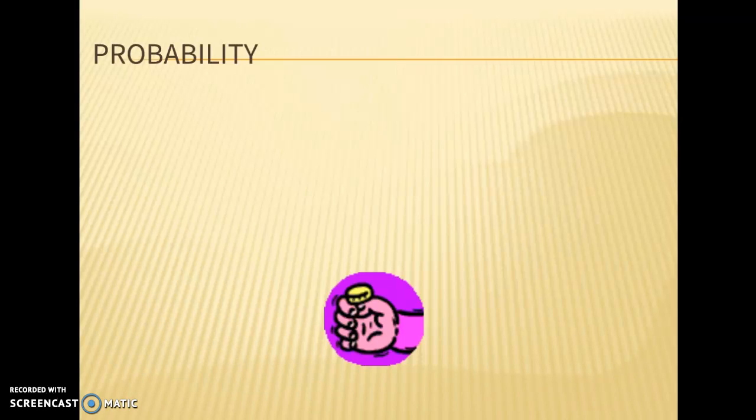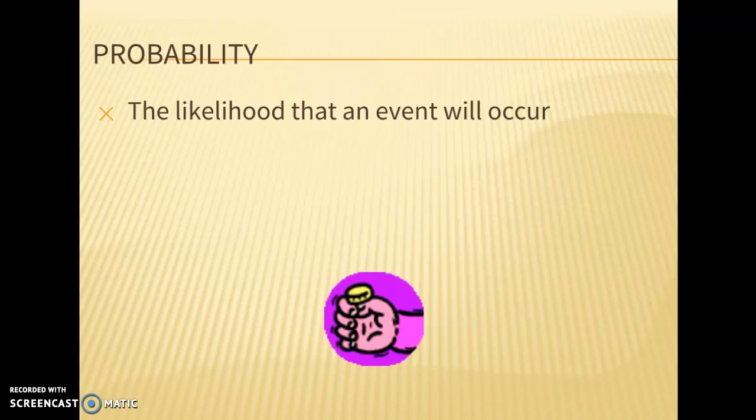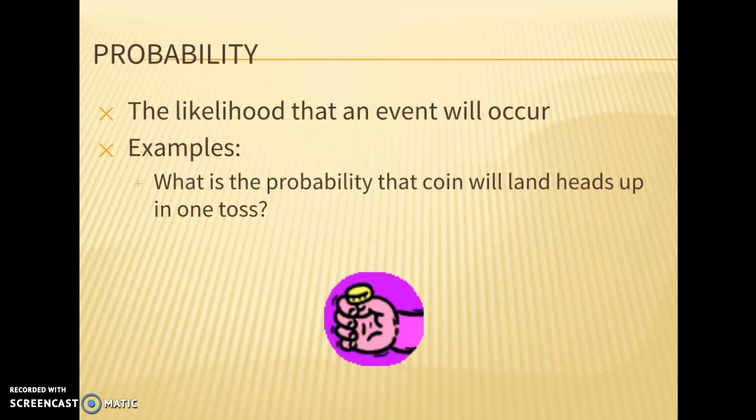Now, probability is a math term, and of course, probability is the likelihood that an event will occur. It doesn't mean it will occur, but it's likely that that would be the case. Some examples would be, what's the probability that a coin will land heads up in one toss? Well, if we look at a coin, we know there's two outcomes. There's either the side that is heads or the side that's tails. So what's going to be the probability of getting heads up in one toss?